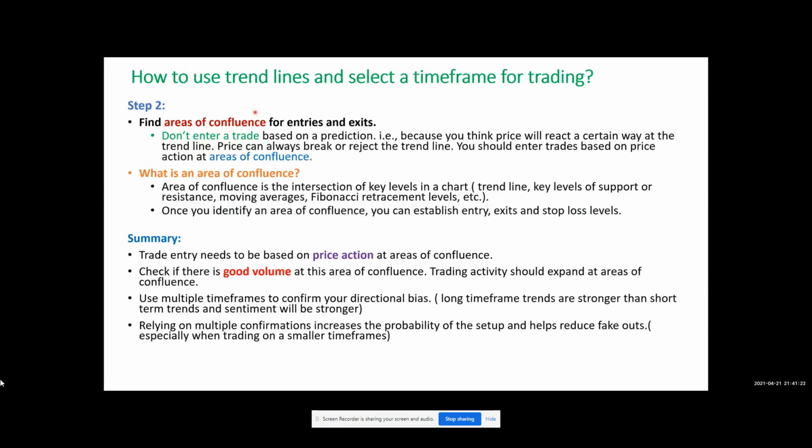So even though you know how to draw a trend line, right, that is not enough in itself for getting in and out of trades. You need to be able to find an area of confluence for entries and exits. That's what I say here. Don't enter a trade based on prediction. That is, because you think price will react in a certain way at a trend line. Price can always break or reject the trend line. So you should always enter a trade based on price action at areas of confluence.